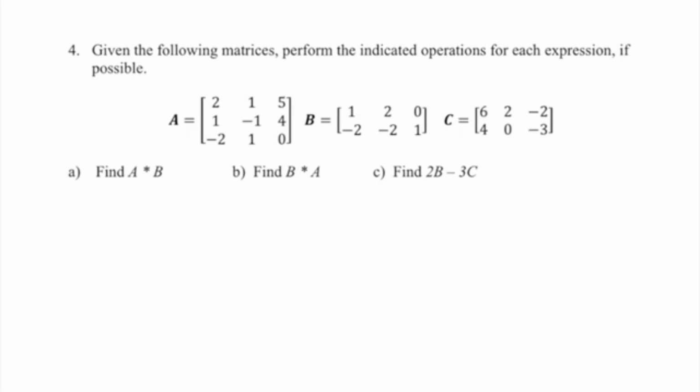Okay, part A here. When you're multiplying two matrices, first thing to check is if the multiplication is possible. So A times B means you have a 3 by 3 multiplied by a 2 by 3, so that's not possible. For part B, we have a 2 by 3 and a 3 by 3, so that one is. Let's go ahead and do that.